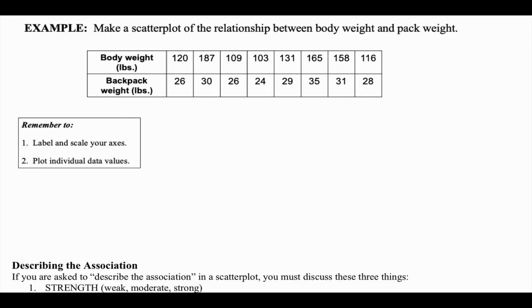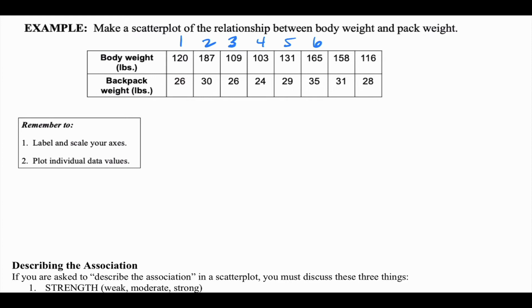So how this data was collected: they measured a person. They put them on a scale. How much do they weigh? The first person weighed 120 pounds. Then they measured their backpack, how much their backpack weighs: 26 pounds. So this is one person. The second person weighed 187 pounds. Their backpack weighed a little more, 30 pounds. The third person weighed less, 109 pounds. Their backpack weighed 26. So on and so forth, right?